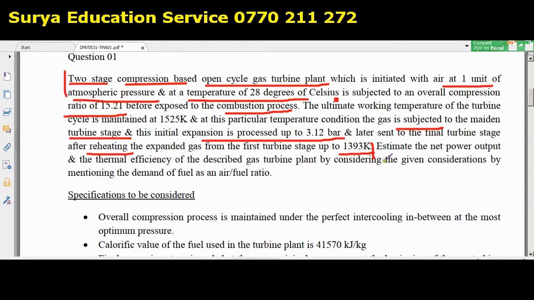Then they ask us to estimate the net power. So we need to calculate the net power and the thermal efficiency, by considering the given specifications of the plant, and also we have to calculate the air-fuel ratio. So basically this is the problem. Read it again if it is not clear.